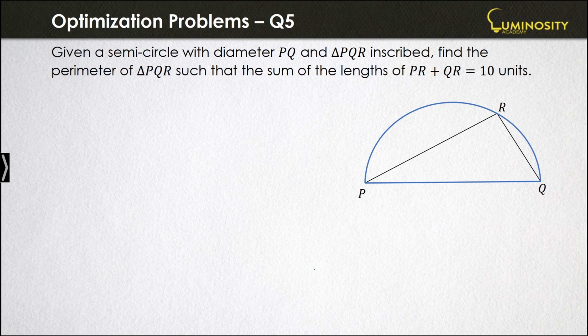We're given a semicircle with a diameter of PQ, and triangle PQR is inscribed in the semicircle. We want to find the perimeter of this triangle PQR such that the sum of the lengths of PR and QR is given as 10 units. So the goal here is to find the perimeter of triangle PQR, which can either be maximized or minimized depending on the context.